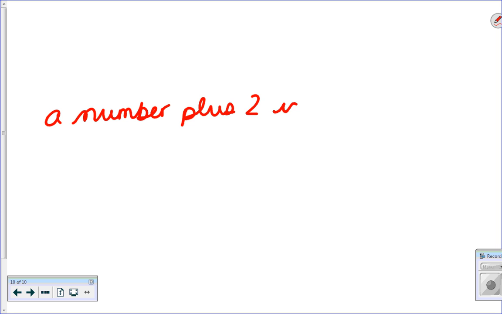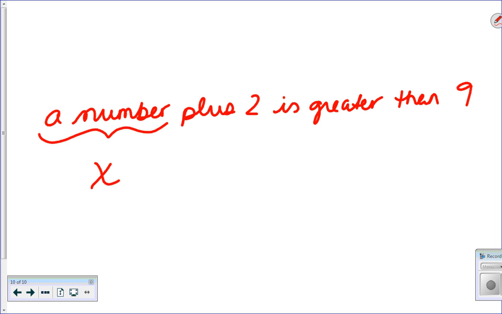Okay, I have a few more things I need to show you. Another thing they're going to do today is give you a sentence, and it might look like this: a number plus 2 is greater than 9. You've got to write the inequality out. What does it mean? A number is usually what? x plus 2 is greater than 9. You're going to have to write it out, and then you're going to have to solve it. Okay, so be prepared for that.